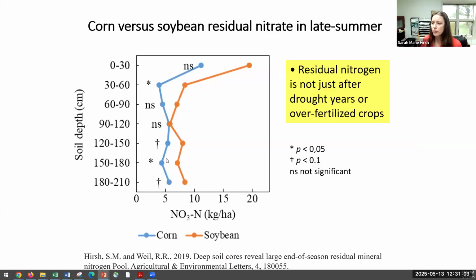And it didn't matter whether you grew corn or soybean, you still had that big pool of residual nitrogen in the soil profile following that crop. The orange line here is soybean. We actually found more residual nitrate in the soil following a soybean crop that wasn't even fertilized. So that gets back to that idea that the nitrogen is always being mineralized, that organic nitrogen is always breaking down, even during the growing season, where you have these continual pools of nitrate in the soil.